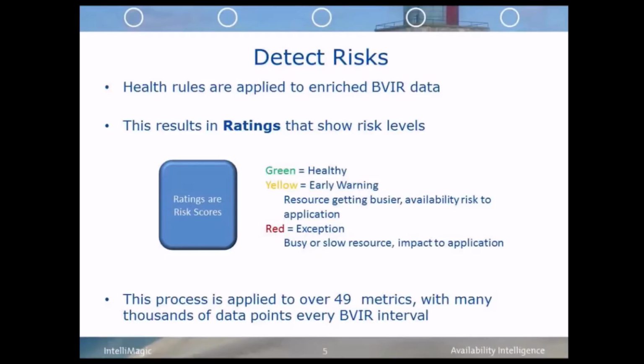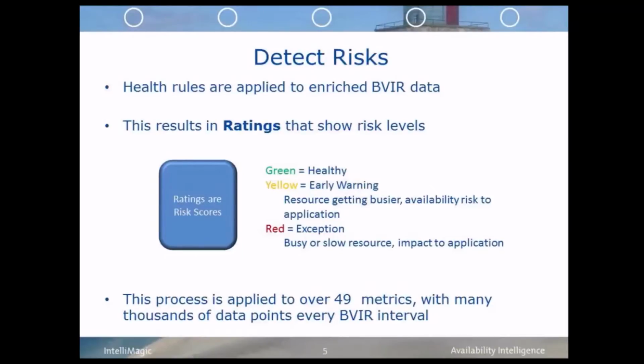Our rating system goes from 0 to 3.0, with 0 to 0.1 being green, above 0.1 to 0.3 being yellow, and 0.3 to 3.0 being red. You can always change the provided thresholds. In some cases it's best to do so, since we don't always know what your performance objectives are. So ratings are our risk scores.